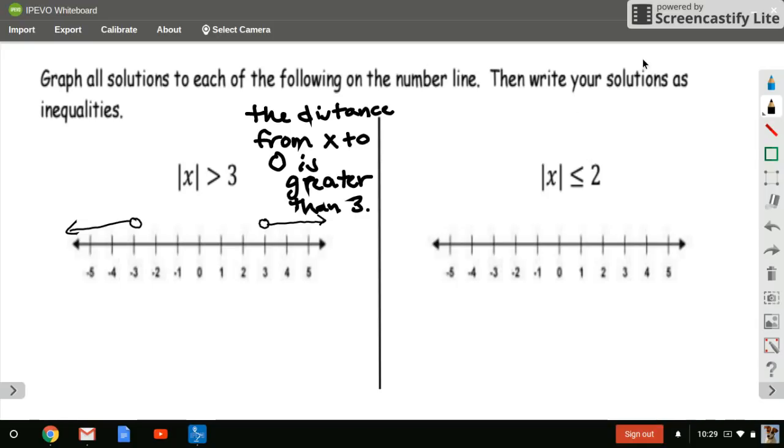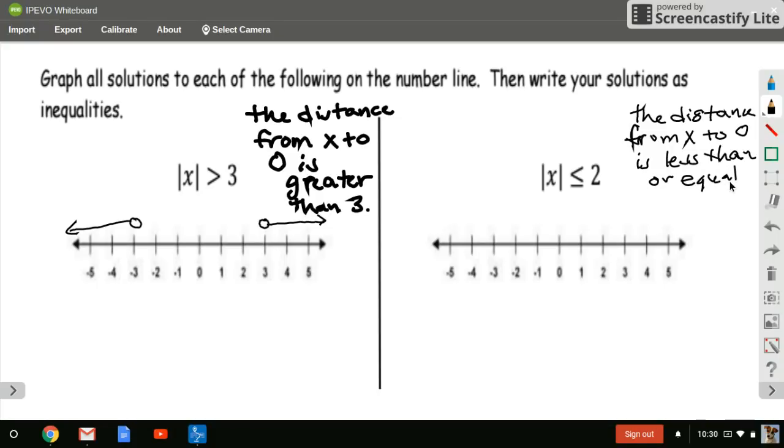All right. So now we're going to do the same thing with the absolute value of x is less than or equal to 2. However, this time we're looking for the distance from x to 0 to be less than or equal to 2.